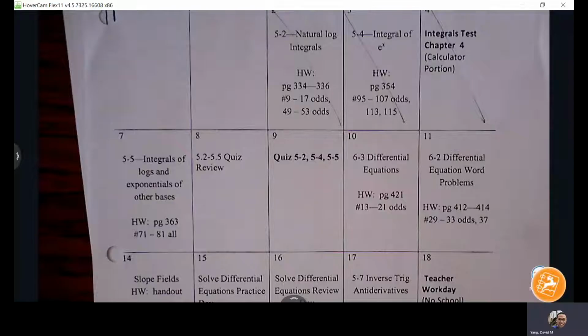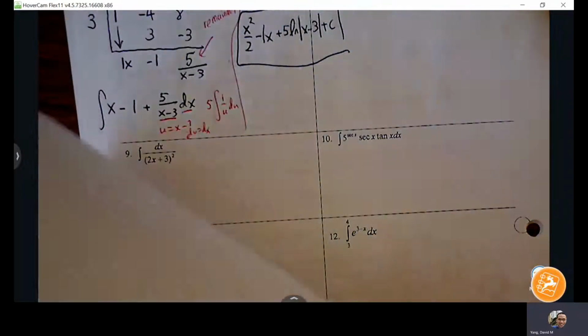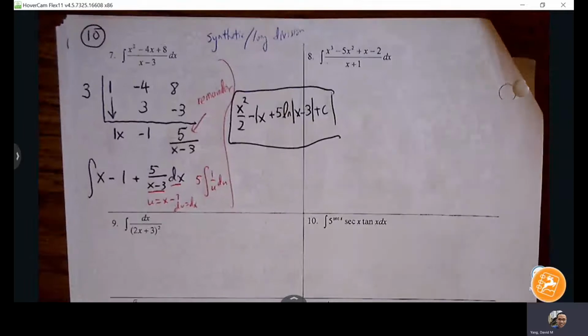So if we can go to page 10 in your packet, we're going to finish up quiz review worksheet 1, and then we'll start worksheet 2.